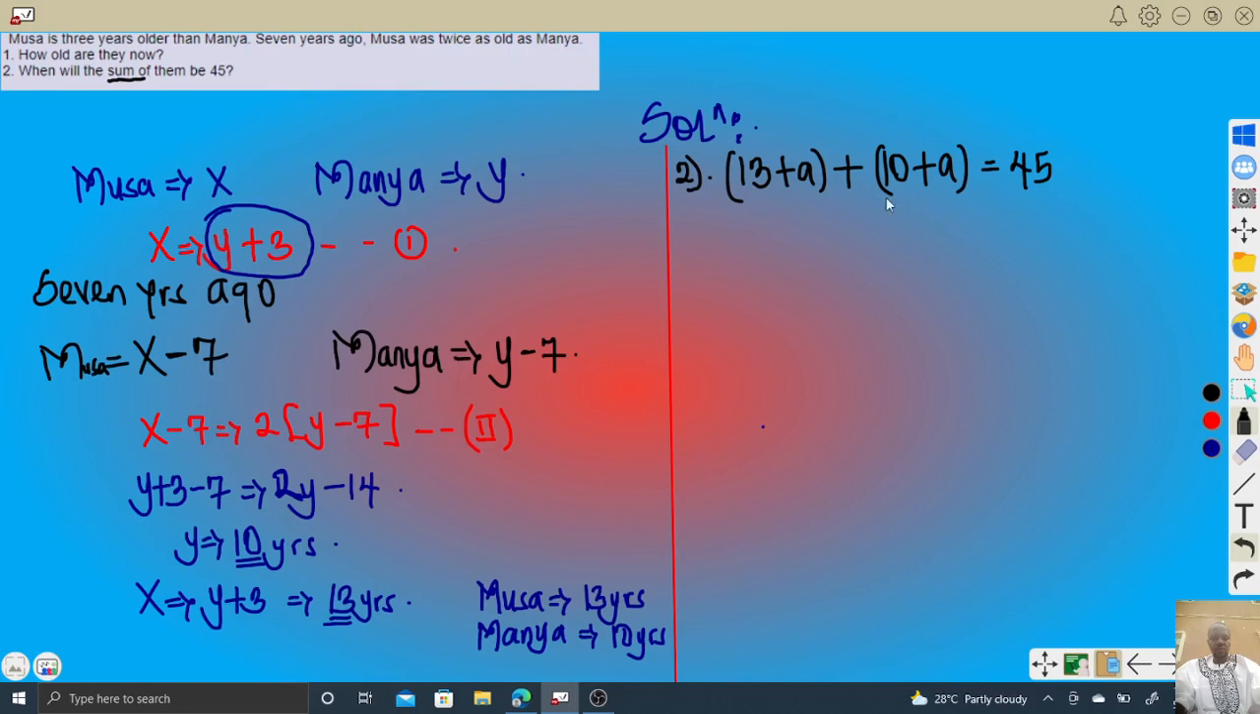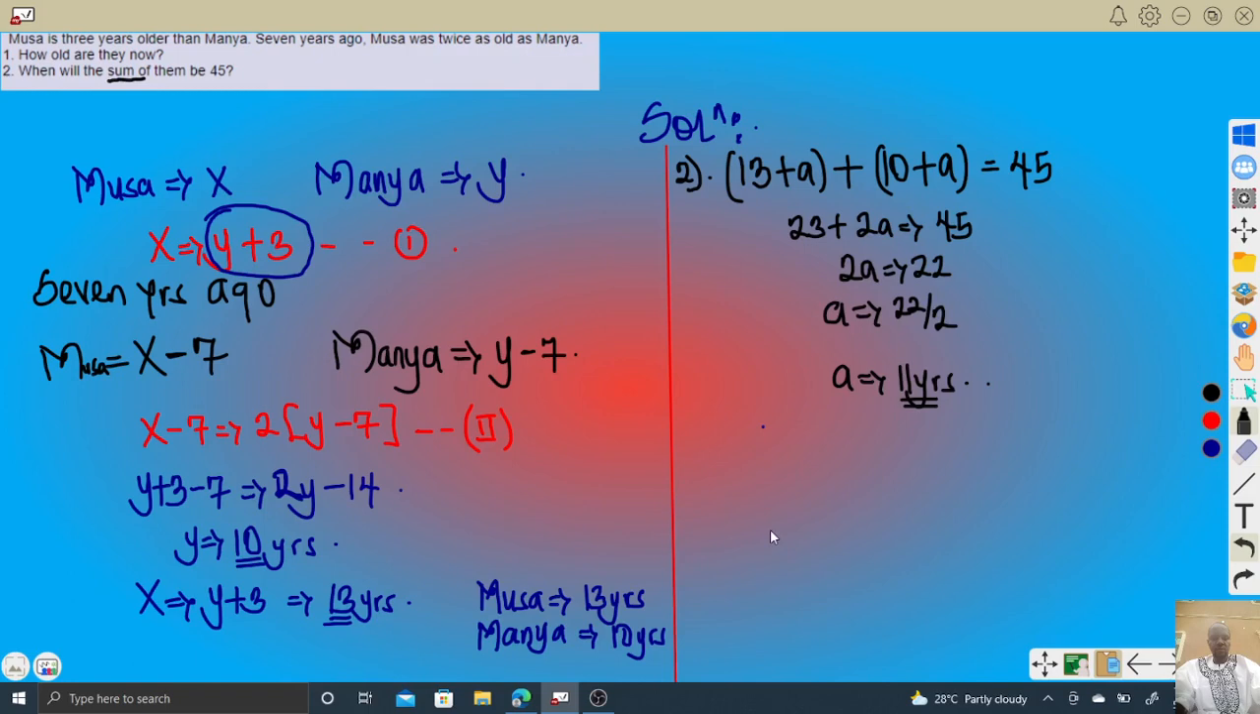You can do this simplification. 13 plus 10 is 23. a plus a is 2a, equal to 45. So here, guys, you can say 2a is 45 minus 23. 45 minus 23 is 22. So 2a is 22, and a is equal to 22 over 2. I hope students understand this. That means in 11 years' time, the sum of their ages will be equal to 45. So those are the answers to question 2.